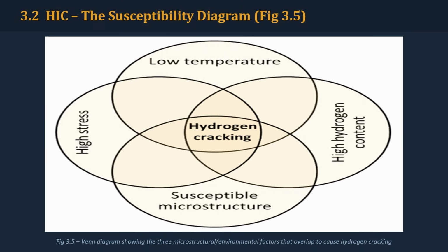For example, preheating changes the thermal history and reduces the tendency to form a hard susceptible microstructure. Reducing diffusible hydrogen addresses the hydrogen component. Reducing restraint or controlling welding sequence can reduce residual stress. The diagram therefore is not simply a theoretical illustration. It gives us a framework for understanding why specific welding controls are required. The next slide converts this model into practical prevention measures.